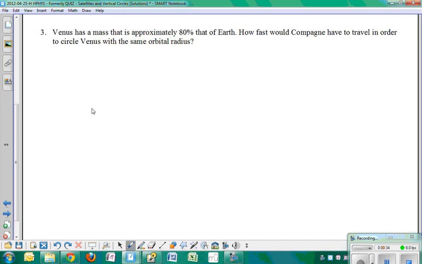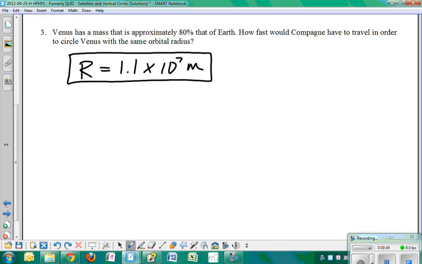All right, we do have to go back and use the orbital radius that we got before. So the orbital radius is 1.1 times 10 to the 7th meters. We'll just plug that in when it comes time. We have a mass that's approximately 80% that of Earth. How fast does it have to travel?